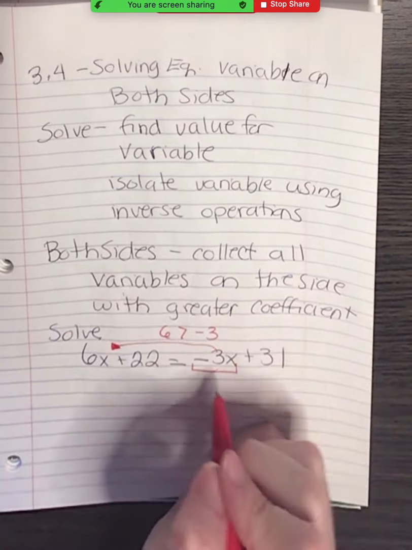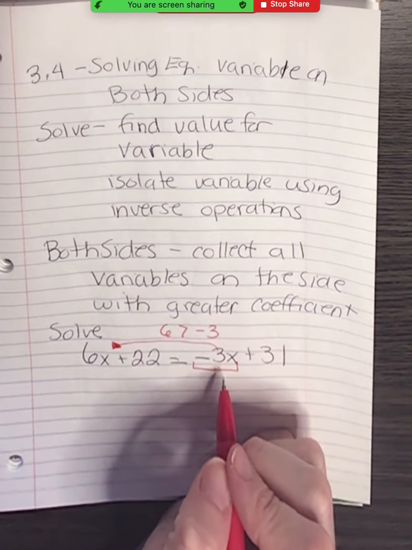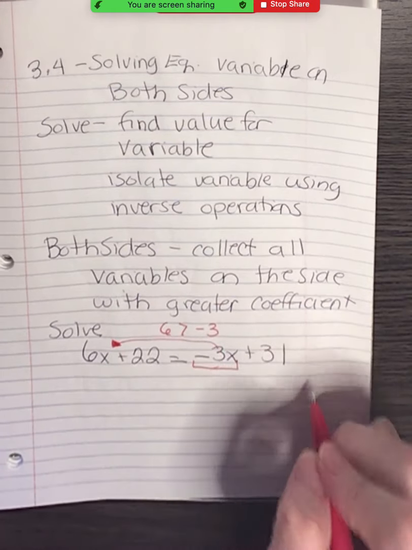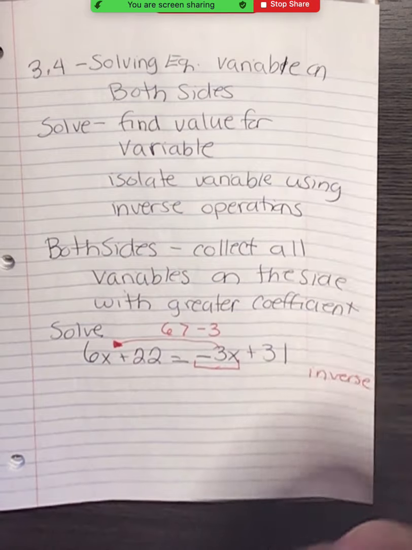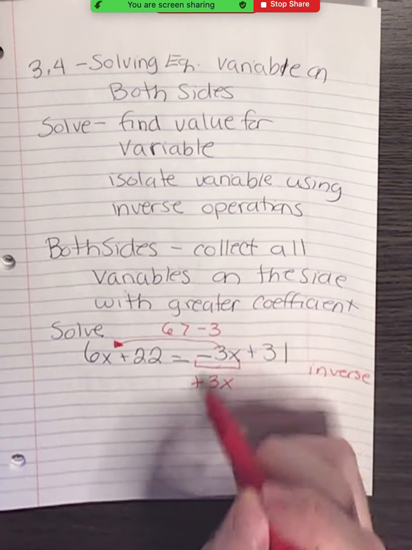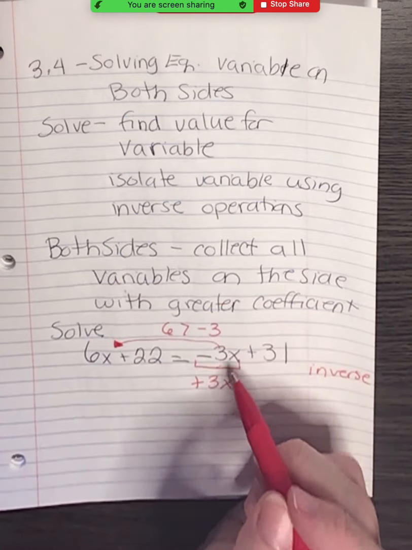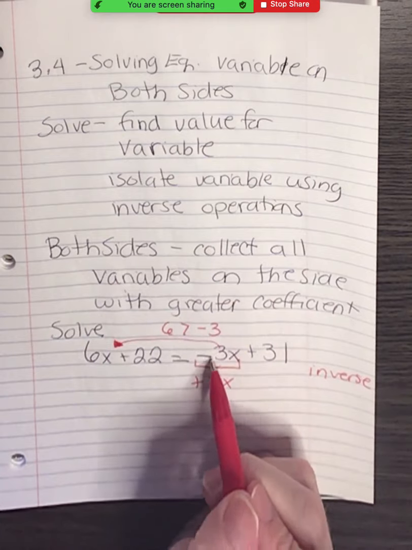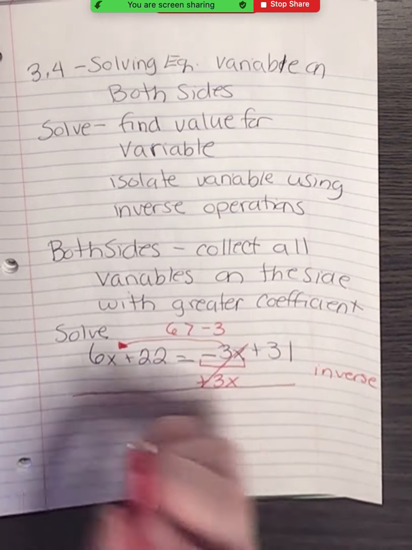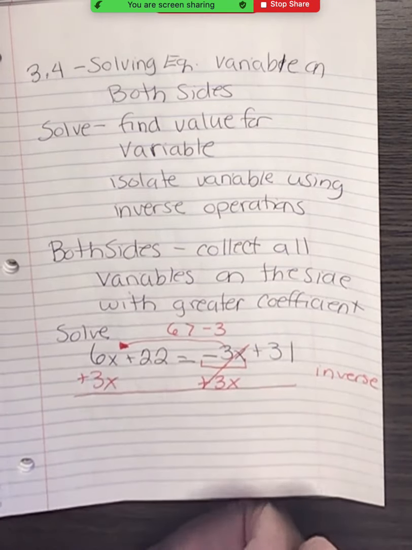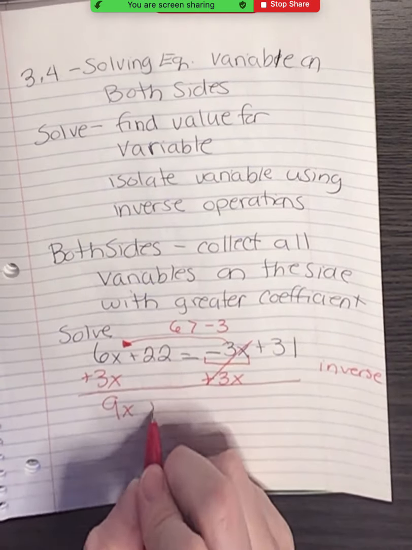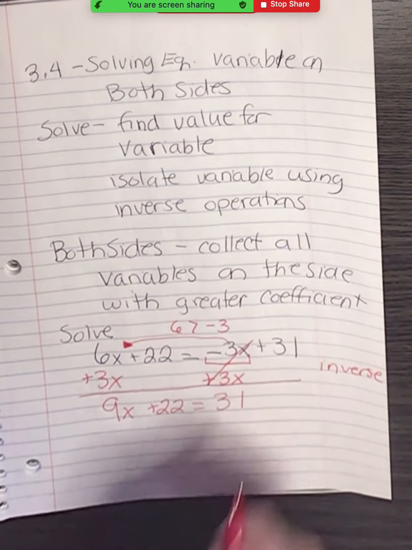Okay, so when you're moving a term, not just part of a term, we're taking this whole thing to the other side of your equal sign. Use the inverse, right? And the inverse of negative 3 is positive 3. So we're trying to cancel out this negative 3x from the right and just have it on the left. So negative 3x plus 3x, that's how it cancels. But what we do to one side, you're doing to the other side because we're keeping it in balance. So 6x plus 3x is 9x. You still have plus 22 equals 31.